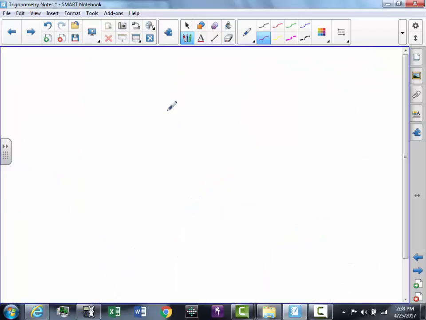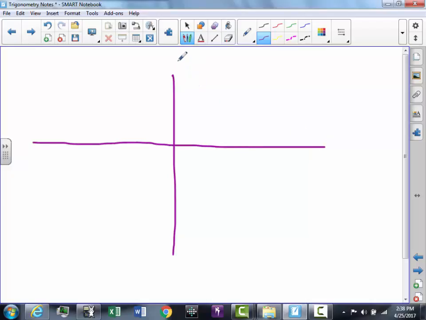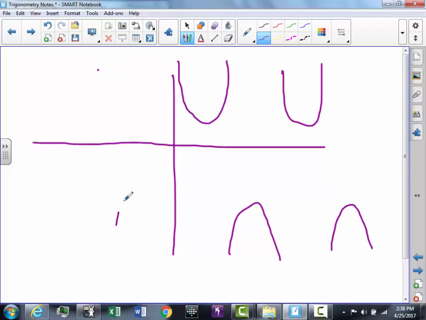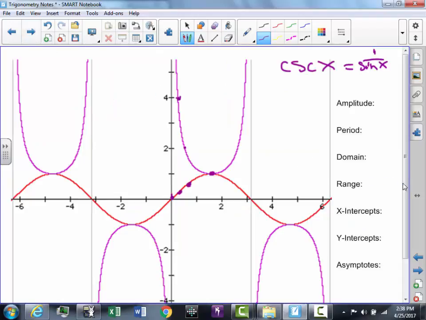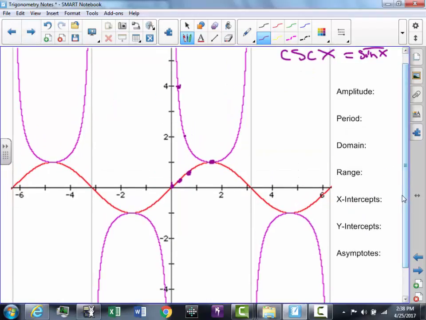So if I could draw that again here, it basically goes like this, and then like this, and then like this, and then like this, like this, and like this. That's what a cosecant graph looks like. So let's talk about the properties here. What's the amplitude of the cosecant graph? Actually, it doesn't have one. It's not an up and down sort of function in the same sort of way. That doesn't really work.